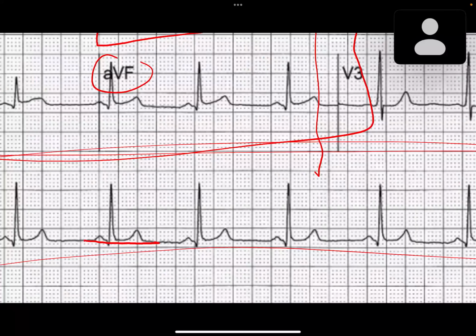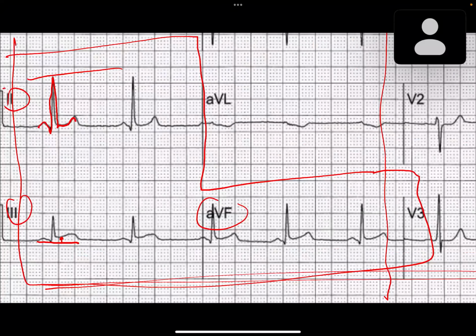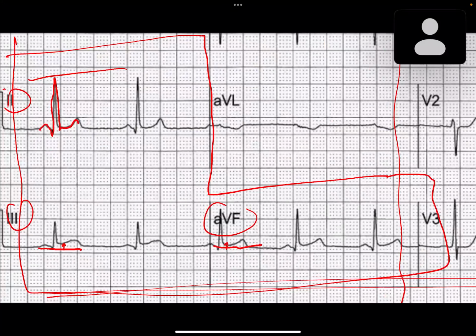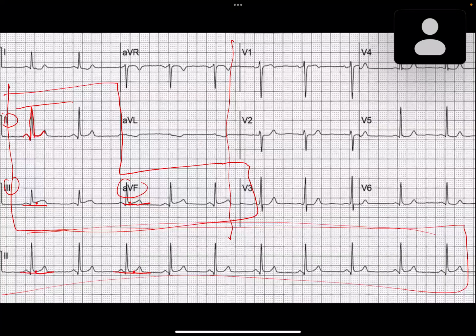So if we have ST segment elevations in leads 2, 3, and aVF, that would be an inferior myocardial infarction. What if it was in leads 1, aVL, V5, and V6? Do you guys remember what that was for? Leads 1, aVL, V5, and V6. We can go back to the table.